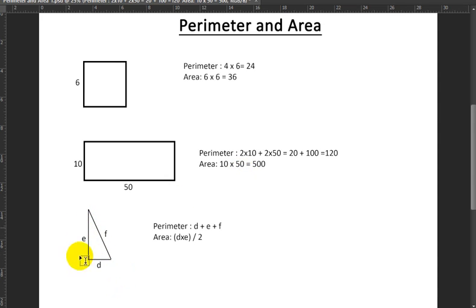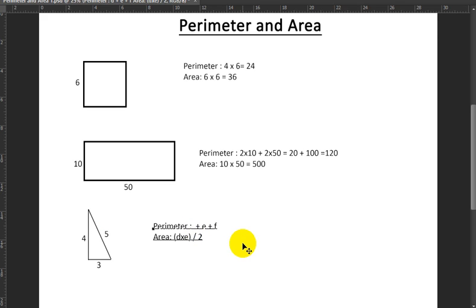Next up, here we have a right triangle. To find its perimeter, I basically need to add all of its sides. But to find its area, I need to multiply the two smallest sides and then take whatever I find and divide it by 2. So let's give an example. Let's say this side is 3, this side is 4, and this side is 5.